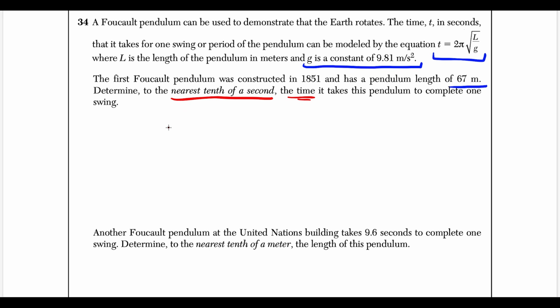So here, what we have is we're just plugging in. We have capital L, in this case is 67 meters. And we're told here, it's a little bit sneaky, but lowercase g, they told us, is 9.81 meters per second squared. So if you're taking physics, then this will be easier to recognize, but otherwise they're telling you the value for gravity here. So if we calculate t, for the first part of this question, it's not so bad.